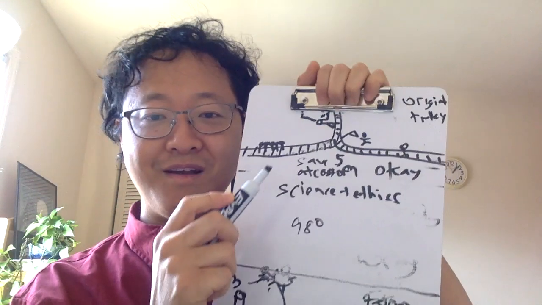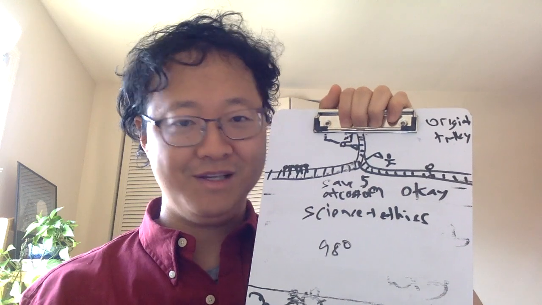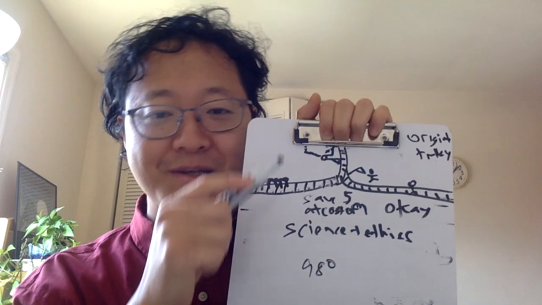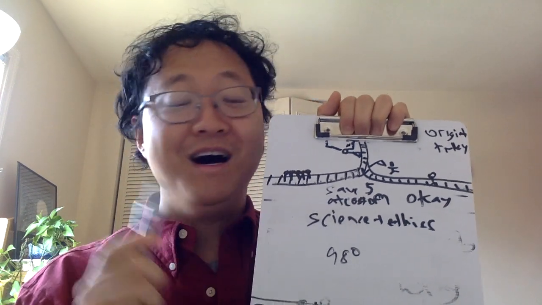I want to propose that ethics is also like that. We have a theory, save 5 at the cost of 1. It's a consequentialist theory, utilitarian theory. Always do what maximizes happiness or the number of happy lives. That's my hypothesis. And look how it's supported by this case. Save 5, okay?